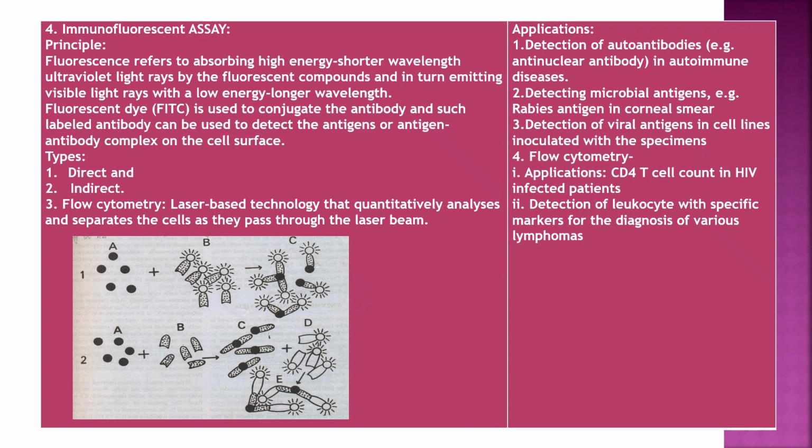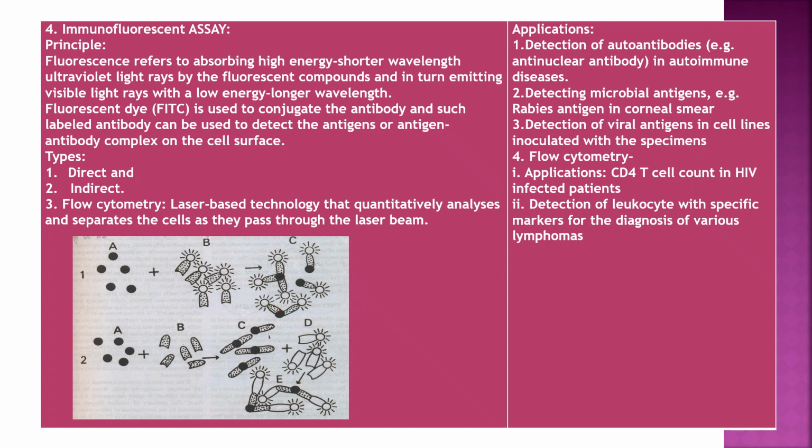Fourth is the immunofluorescence assay. The principle: fluorescence refers to absorbing high energy, shorter wavelength ultraviolet light rays by fluorescent compounds and in turn emitting visible light rays with low energy, longer wavelength. So a fluorescent dye is used to conjugate the antibody, and such labeled antibody can be used to detect the antigen or antigen-antibody complex on the cell surface.